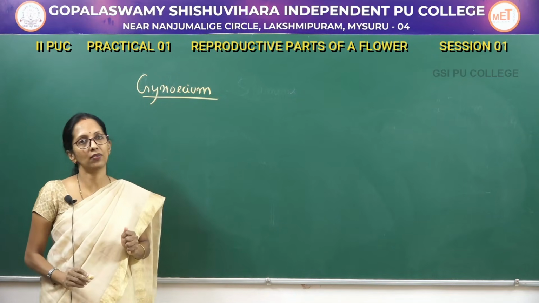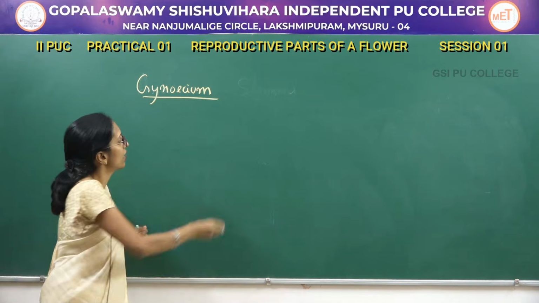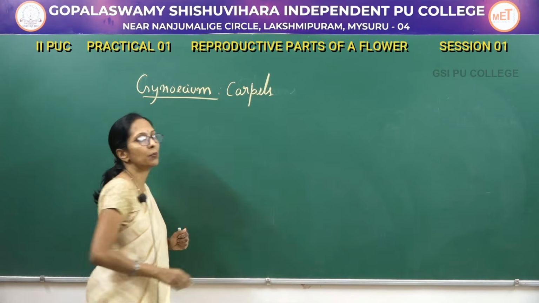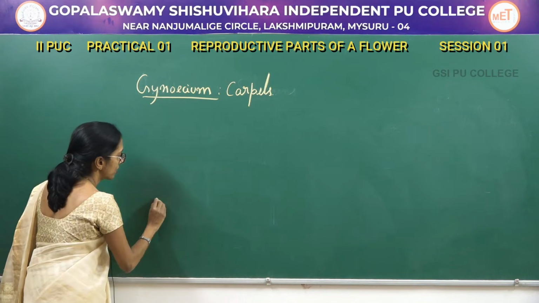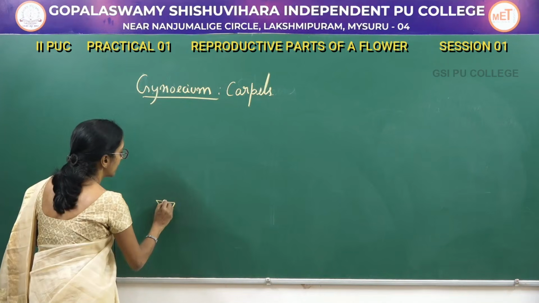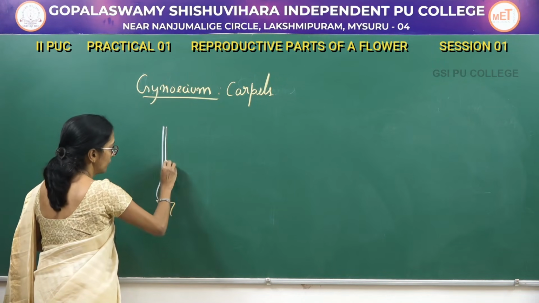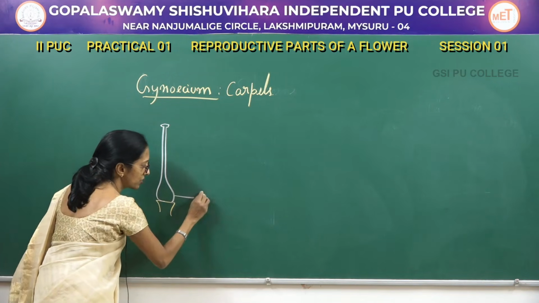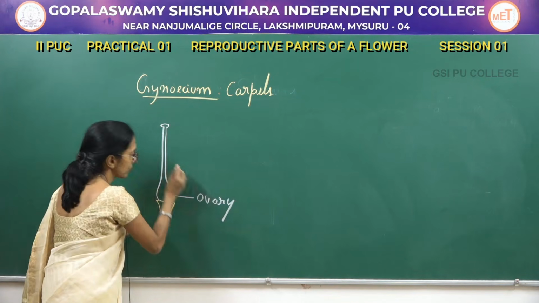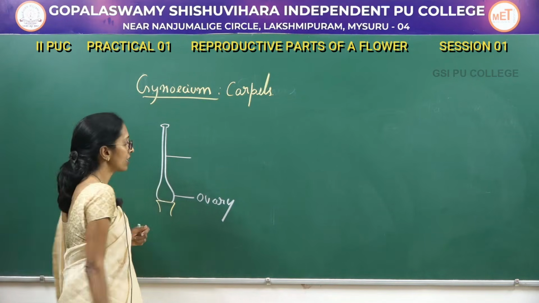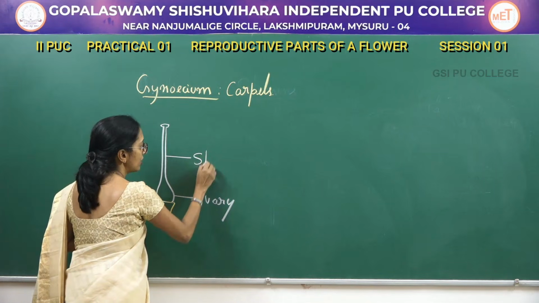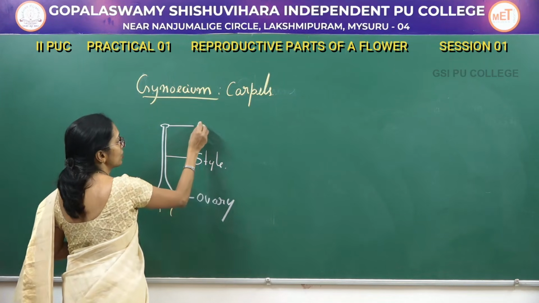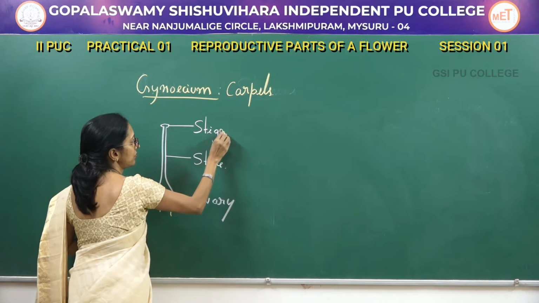Innermost whorl of a flower, the essential whorl, is the gynoecium, which consists of carpels, the female reproductive units. Here this is the thalamus, and here the carpel consists of three parts. The basal box-like structure is the ovary, this elongated part is the style, and the terminal flattened sticky part is the stigma.